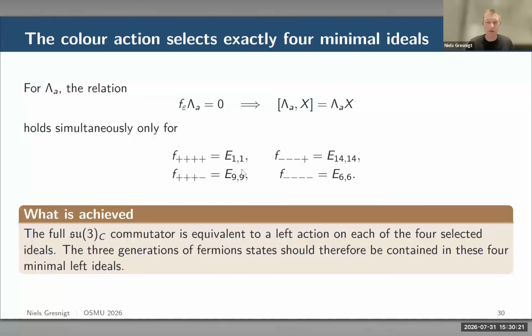If you remember, it's this first one, the E1,1 and the E14,14. Those two minimal ideals that they generate form a closed subspace under the S3. And it's the same for the other two, for E9,9 and E6,6. So the minimal ideals that they generate are also closed under the S3 action. Only on those subspaces does the SU3 commutator reduce down to a left action. So for that reason, I want to choose my fermions to live inside those four minimal ideals, the four minimal ideals generated by these four primitive idempotents.